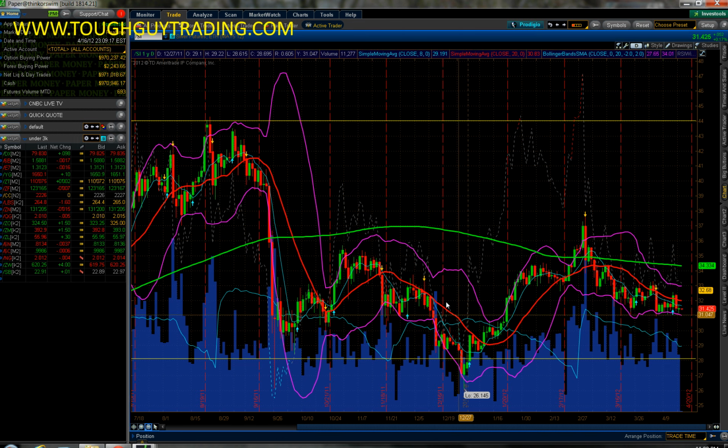I have the purple lines as the Bollinger Bands. The red line is the 20-period moving average. The blue line is the 8-period moving average, and these are all SMA, simple moving average. And the green line is a 200 simple moving average.